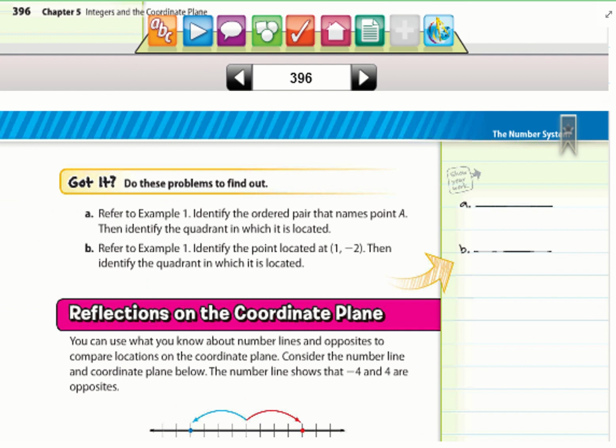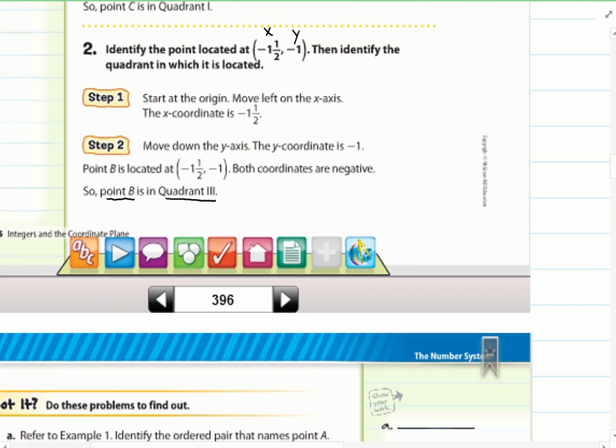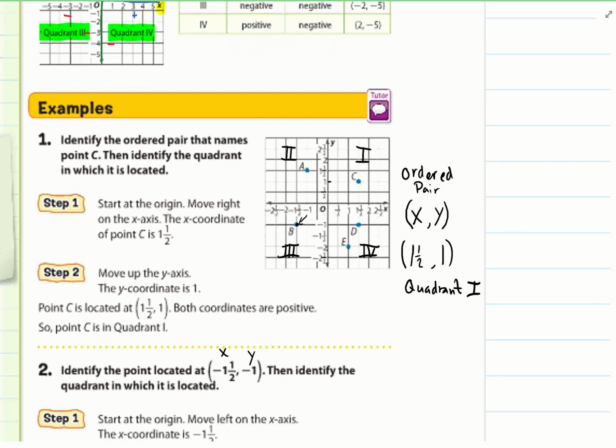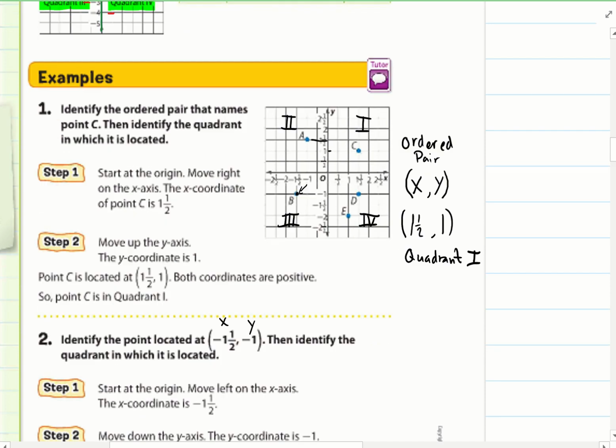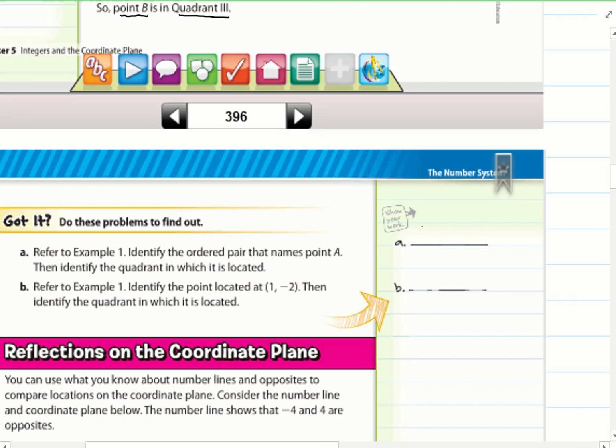So if we look at A, it says refer to example 1. Identify the ordered pair that names point A, then identify which quadrant it is in. So point A, so I have to do my x values first. So my x value is going to be at -1. And then my y value is going to be at 1.5. So I have -1 and then 1.5. And that's going to be in quadrant 2.